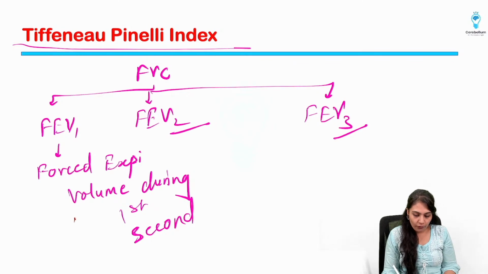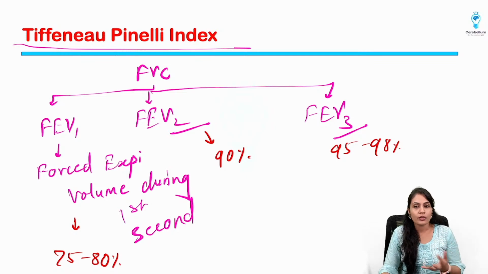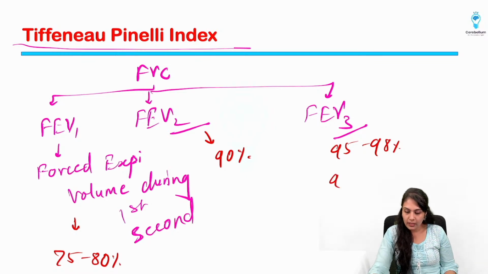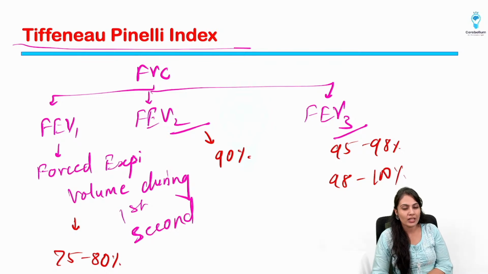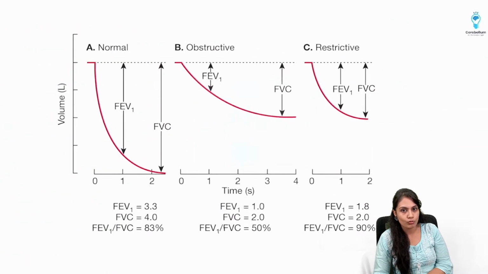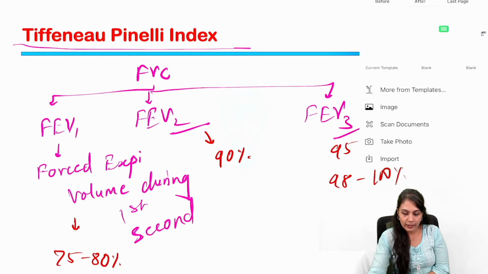What is the value of this FEV1? It is around 75 to 80% in the normal person, right? And you just remember 80, 90 and 100%, so we are going to write it as 95 to 98%, which is going to come out in phase 3. You can write 98 to 100%. Usually 95% also comes in most conditions. It can take 4 seconds also, right? So just remember, we have to calculate the FEV1 percentage, and that is nothing but the Tiffeneau-Pinelli index.